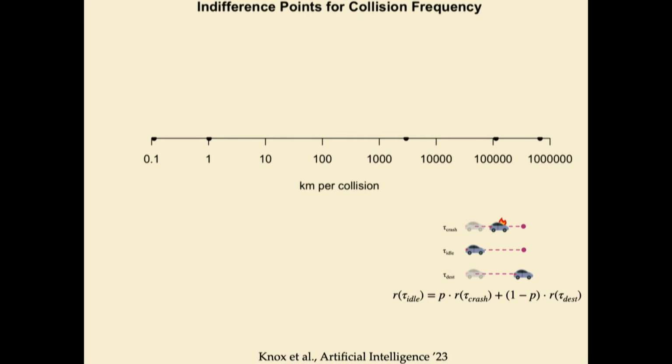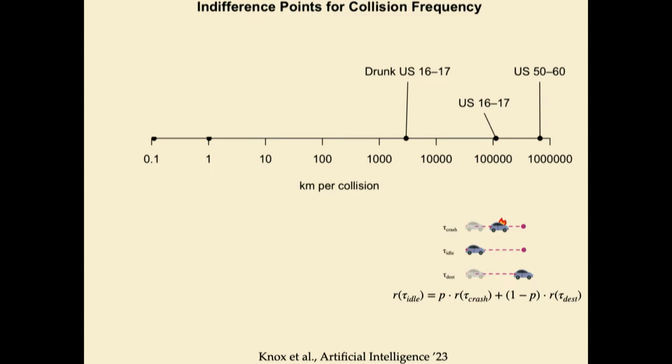And what's nice about this metric is that you can compare it to a probability of collision per mile, or kilometer in this case. And there are standard stats for this that we measure across humans in order to get a sense of how safe people are. So here are some baseline levels.